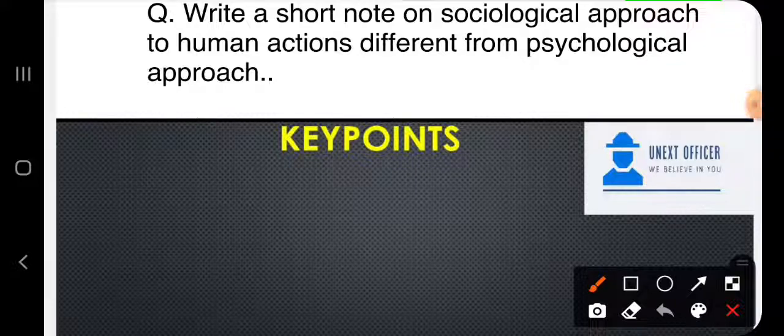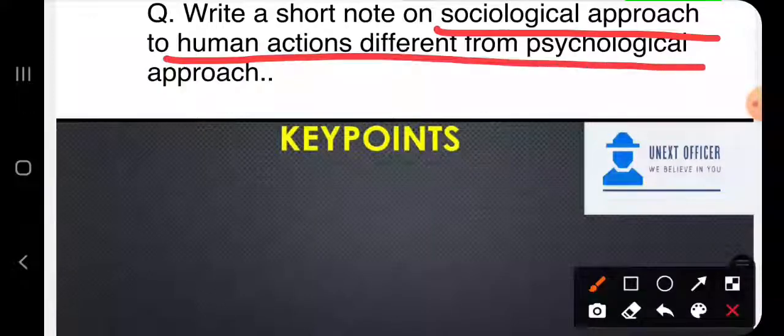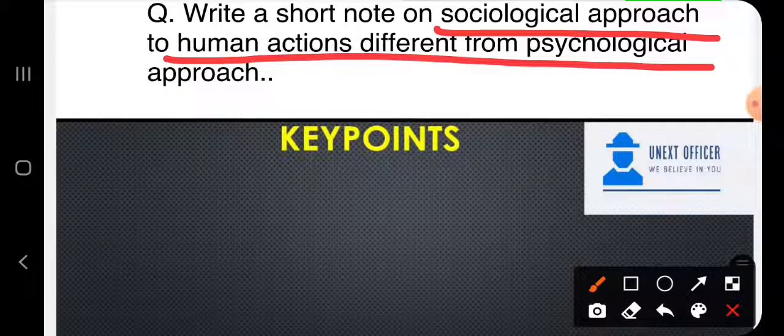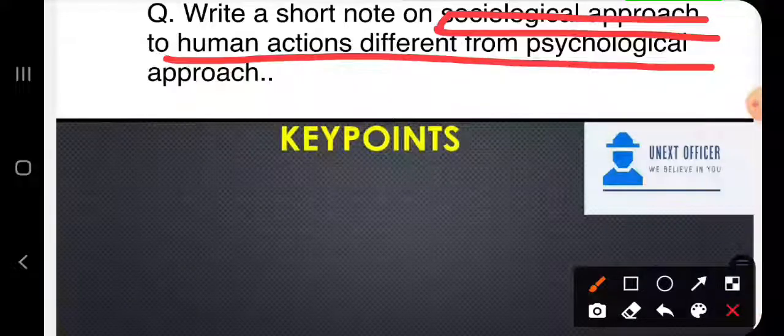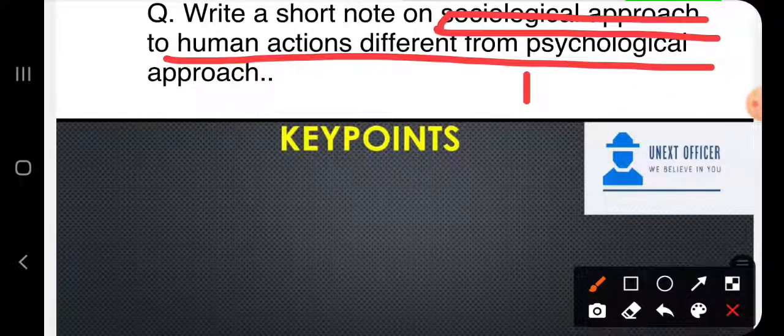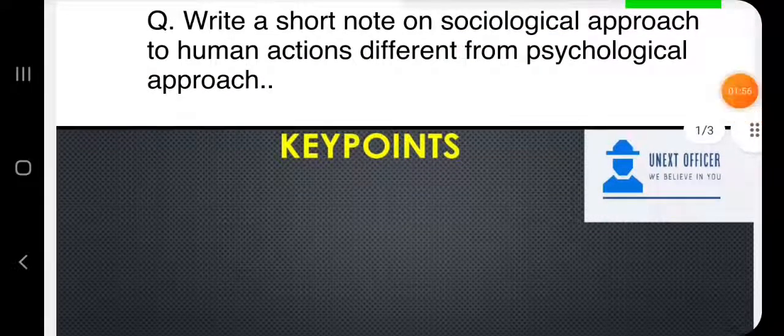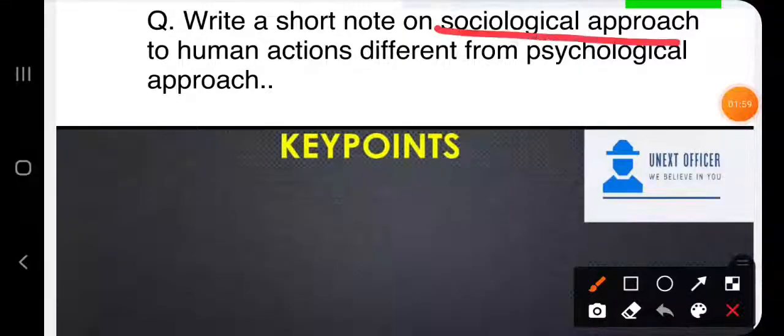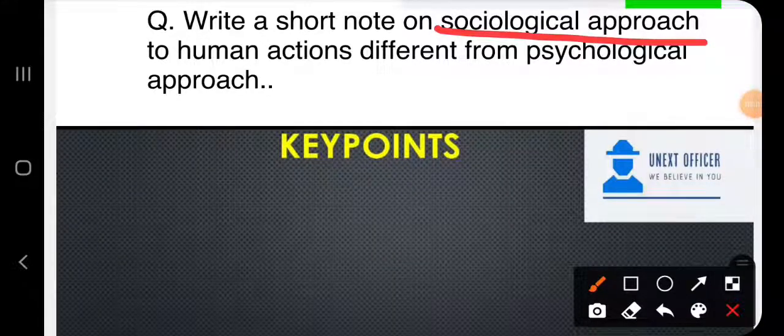So what is the sociological approach, and how do human actions differ from the psychological? It is very important that we understand the demand of the question. If we meet the demand of the question and write our answer accordingly, it is beneficial for us to fetch good marks. So this is the term, sociological approach.